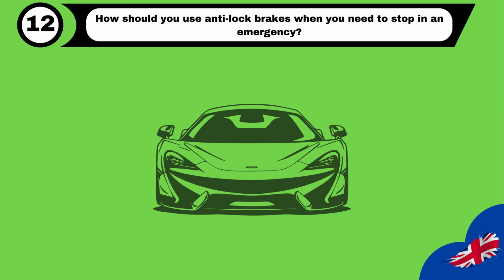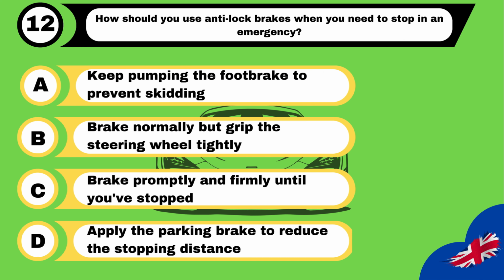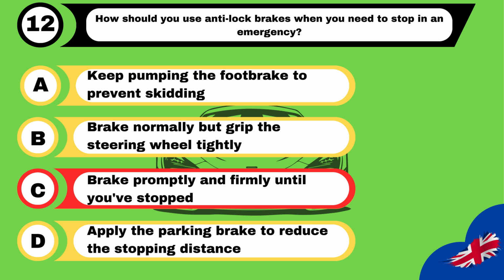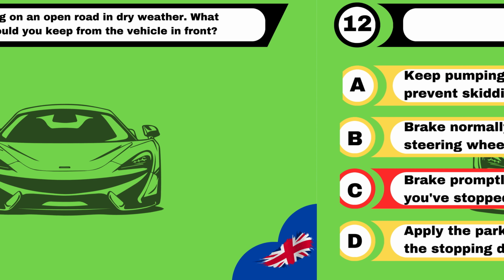Question 12. How should you use anti-lock brakes when you need to stop in an emergency? A. Keep pumping the foot brake to prevent skidding. B. Brake normally, but grip the steering wheel tightly. C. Brake promptly and firmly until you've stopped. D. Apply the parking brake to reduce the stopping distance. The answer is C. Brake promptly and firmly until you've stopped.